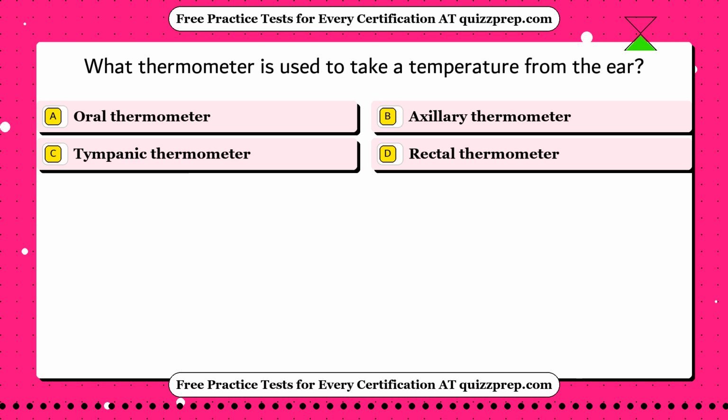Question 96. What thermometer is used to take a temperature from the ear? Option A, oral thermometer. Option B, axillary thermometer. Option C, tympanic thermometer. Option D, rectal thermometer.